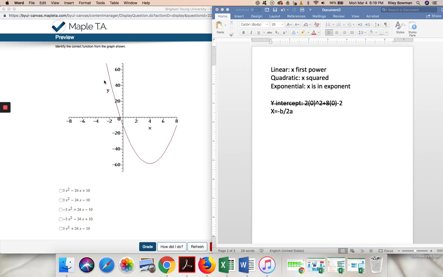These are graphed by a quadratic formula, which is having x being raised to the square. And I can see that each of these has an x being raised to the square, so that's good. The first thing I'm going to look at is that this graph is opening up. That means that the a is positive.